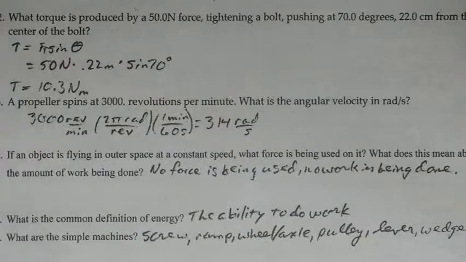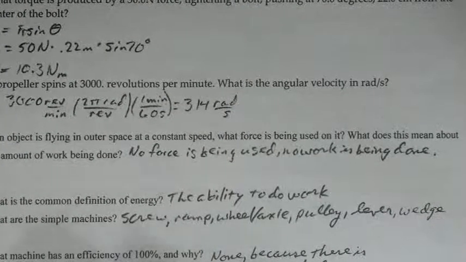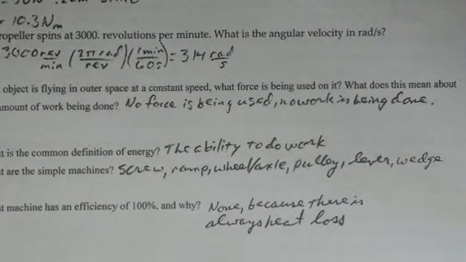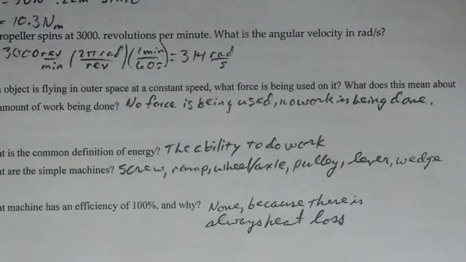What are the simple machines? It's just a memorize it question, kids. Screw, ramp, wheel, axle, pulley, lever, and the one I forget the most, wedge. What machine has an efficiency of 100% and why? None, because with any work done, there is always a little bit of heat lost that can never be recovered.